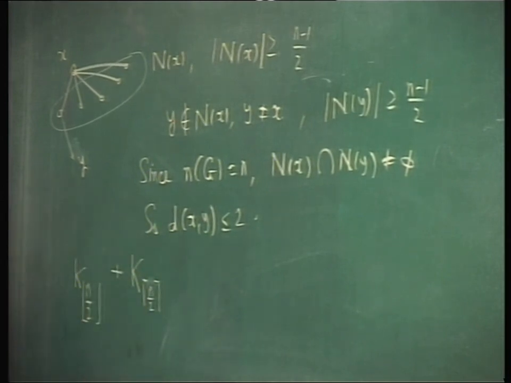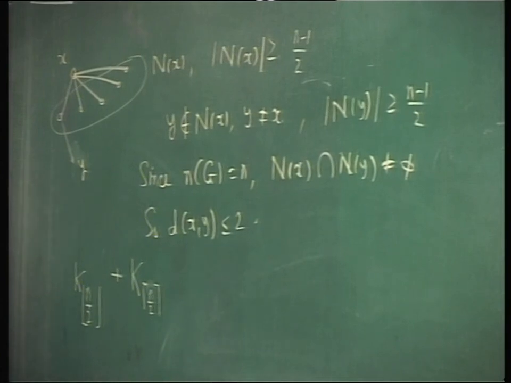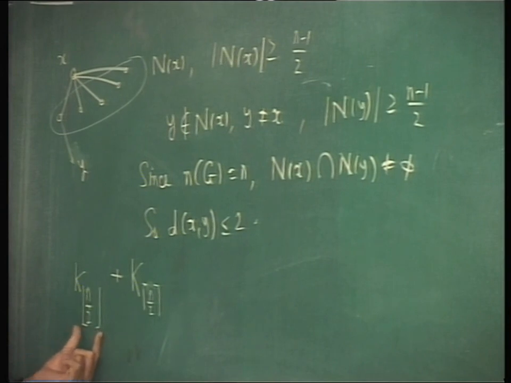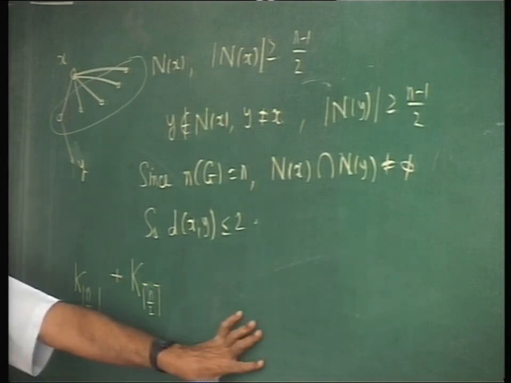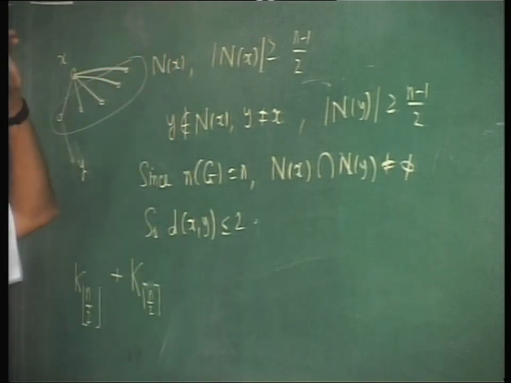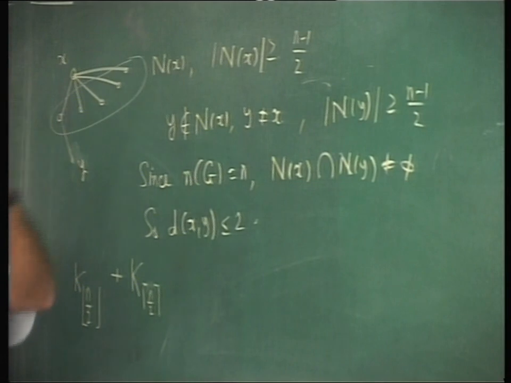What does that mean? You take a graph, disjoint sets of vertices, n upon 2 on this side, n upon 2 on that side. If n is even, then you are just saying that take half the vertices on one side, half the vertices on the other side. Okay? Then the degrees will not satisfy that requirement. It will be just short. Okay? The degree of every vertex will be n upon 2 minus 1.